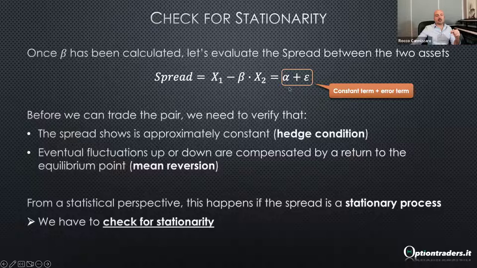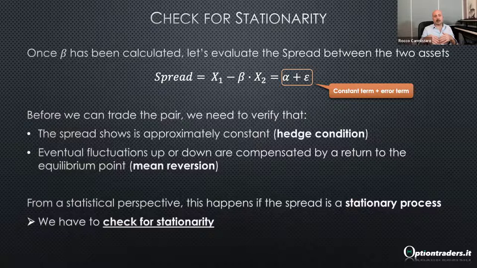But we have to prove that this is the case, that we just found a relationship between these two variables such that the spread essentially is moving around this average. So these are the two conditions. You need to have something which is stable around a certain value, the average, and this is what we call the edge condition. And it needs to fluctuate up and down and have a property that tends to mean revert towards that value.